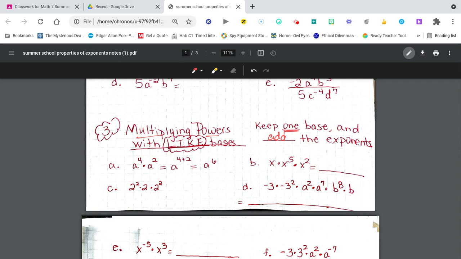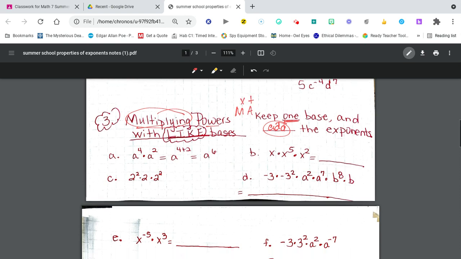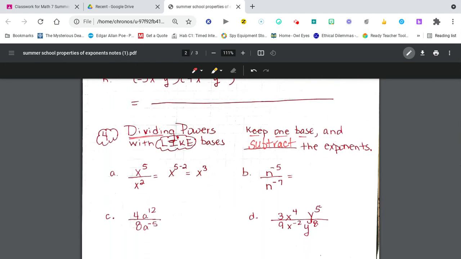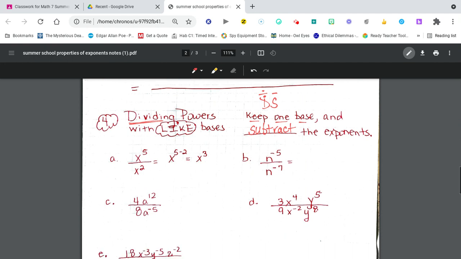So let me tell you something. See, multiplication and addition go together. M-A. Multiplication and addition go together. But it's just the opposite down here. Division and subtraction go together. Okay? So if you're multiplying powers with the same base, you add the exponents after you keep one of the bases. But if you're dividing powers with the same base, you subtract. Okay? Maybe that will help you.